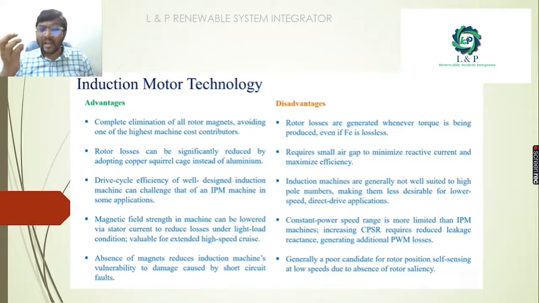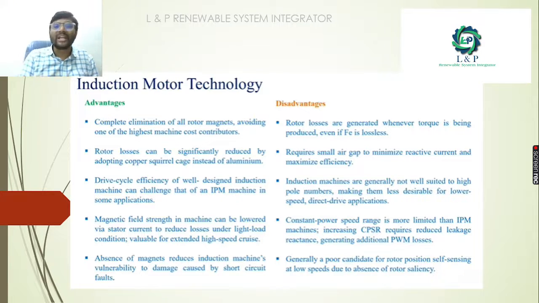Also, the magnetic field strength of a machine can be lowered with the help of the stator current. It also reduces the losses because of light loaded conditions. But when you get into the disadvantages, it has a limited constant power speed range in this induction motor technology. And the most important advantage is the absence of magnets. It reduces the vulnerability of damage owing to short circuit faults.